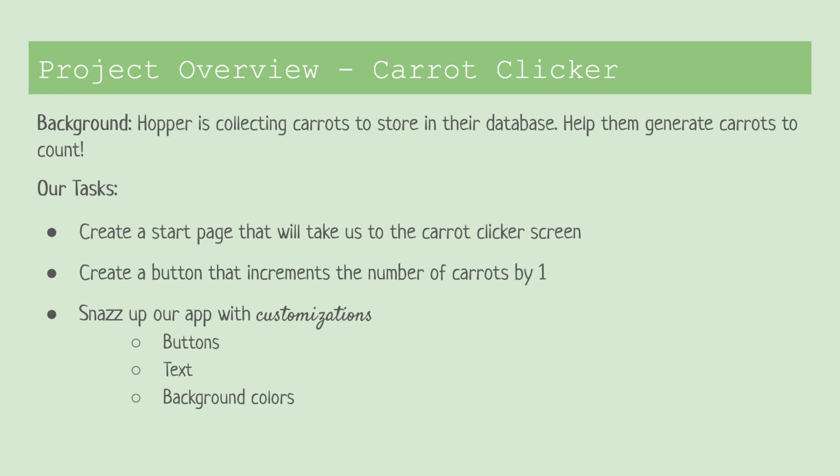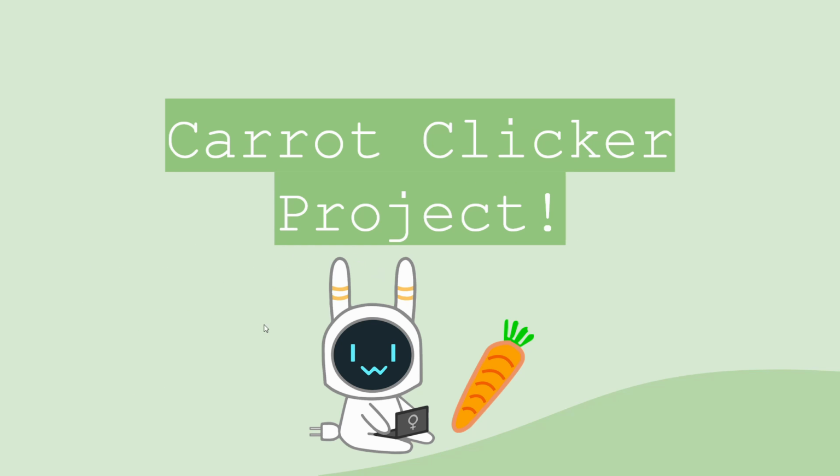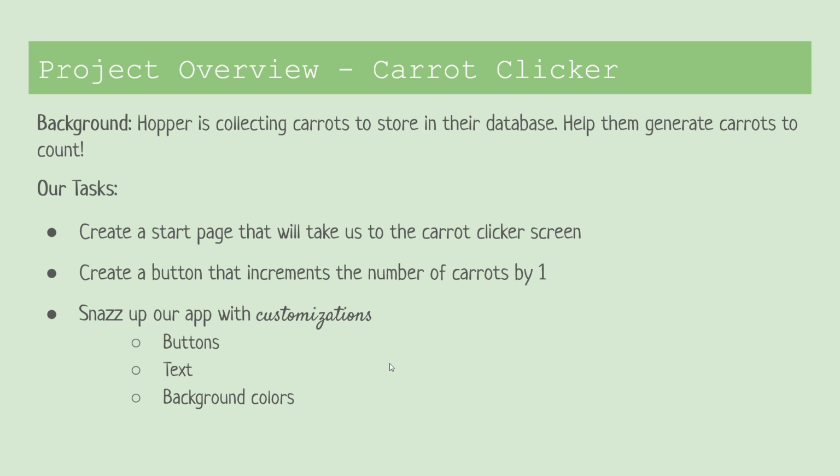So for this project, as a bit of background, Hopper, this fellow over here, is collecting carrots to store in their database. Help them generate carrots to count. So our tasks for this is to create a start page that will lead us to the carrot clicker screen and also back, and also to create a button that increments the number of carrots by 1. I will also be teaching you guys how to add buttons, text, and background colors to snazz up the app. Alright, so let's get started.